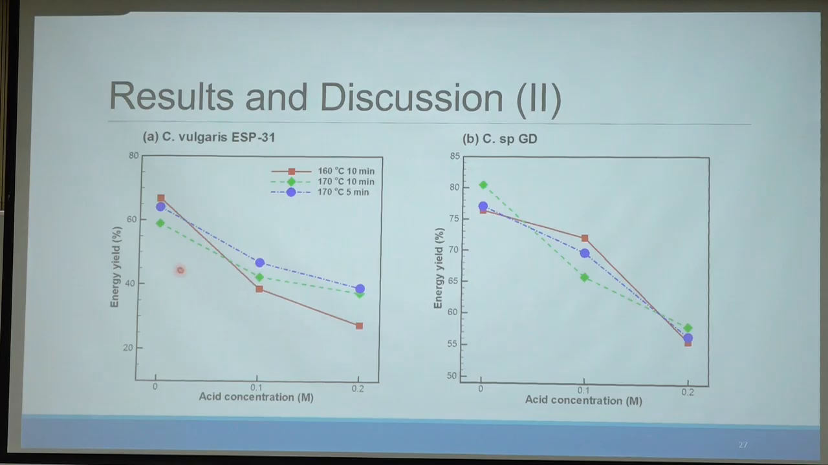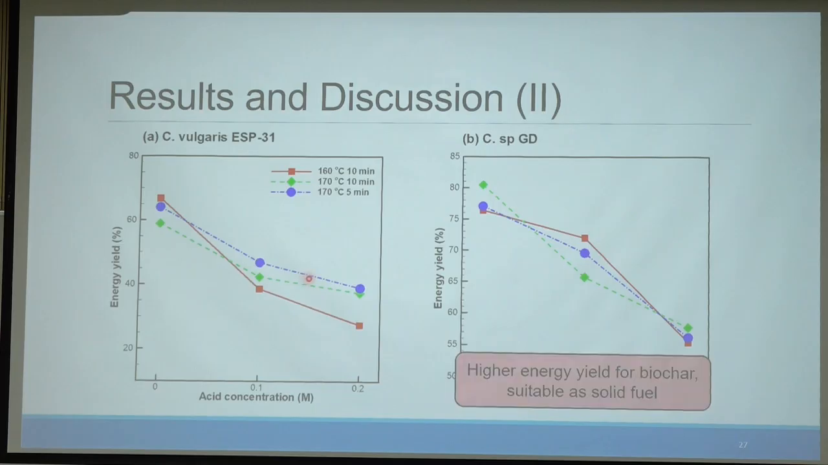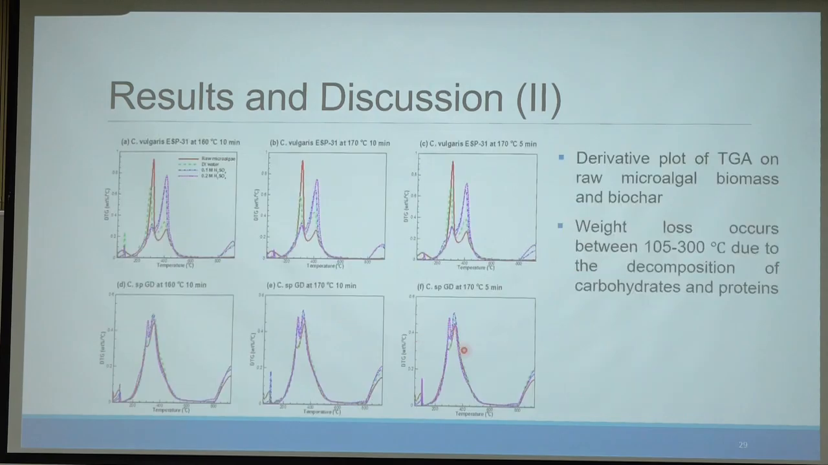Then this one is for the energy yield. The energy yield is reducing for both species, also the same, reducing with the total acid concentration increase. This one is nothing much. Yeah, this one might be suitable for solid fuel.